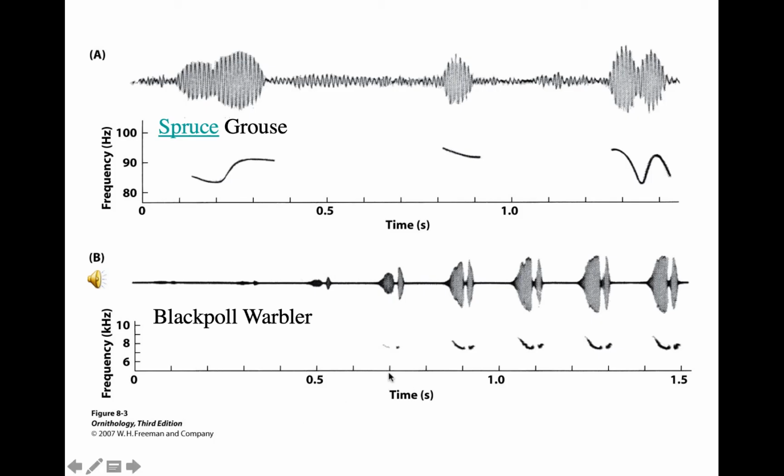So vocalizations in birds can vary greatly in their frequencies. In some cases, they can encompass a fairly narrow range of very low frequencies, and so notice in the spruce grouse here, we're measuring in hertz, while in the black-polled warbler, we're measuring it in kilohertz. So a major difference, and let's listen to those. This is the spruce grouse.